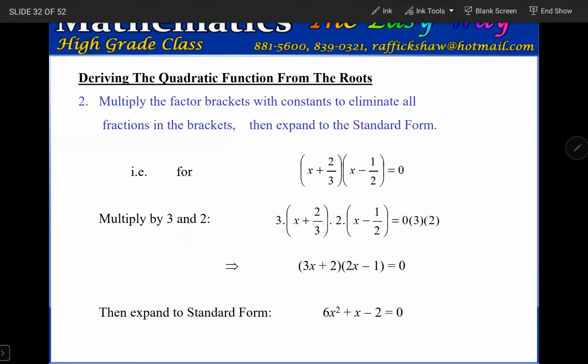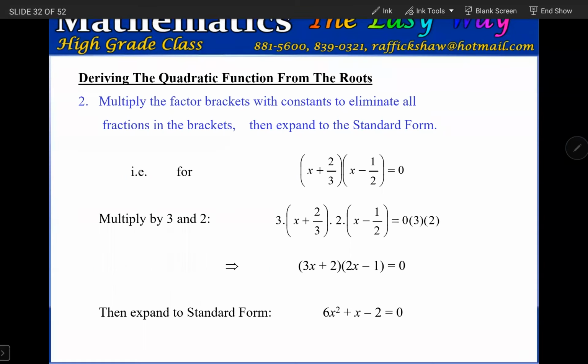Remember, we're working backwards. We're going in the opposite direction. From the roots, we have now gotten the equation. All right, now that we have the equation, we need to decide whether we are supposed to have a smile function or a frown function. Because this equation is an equation for a smile, because the x squared term is 6, which is positive.